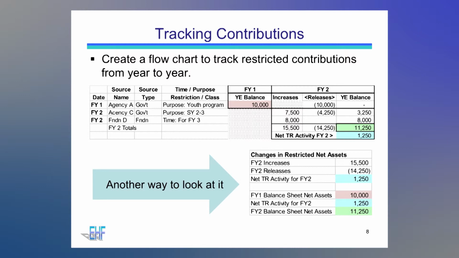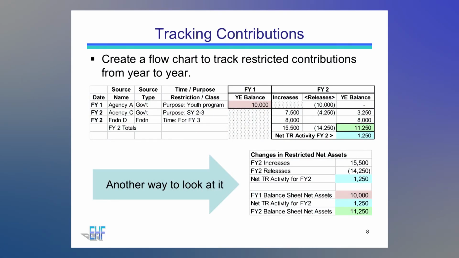Restricted contributions often affect more than one fiscal year. They affect both the balance sheet in the net assets section and the P&L. Since the P&L, that's your profit and loss, only shows the activity for 1 year at a time, it's easier to navigate the impact of increases and releases of restricted contributions from year to year if you create a list, or what we call a schedule, covering multiple years.